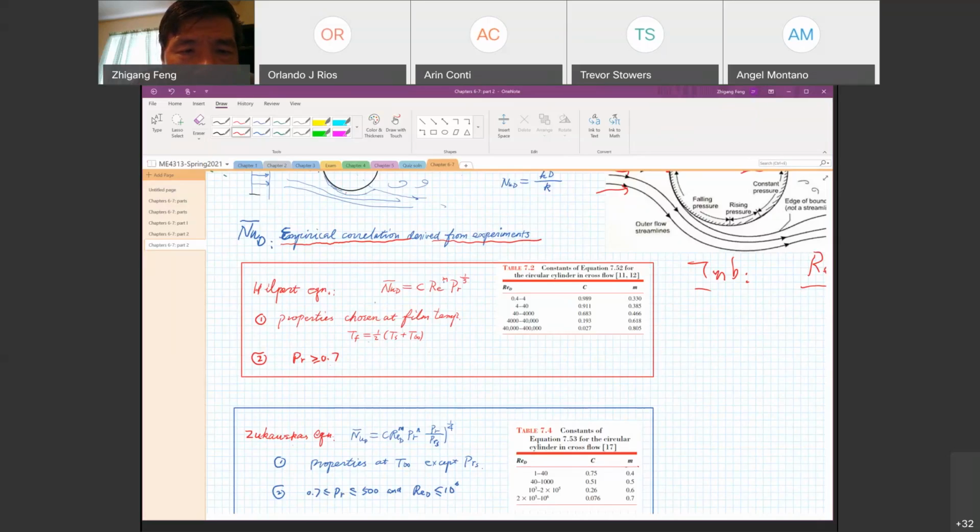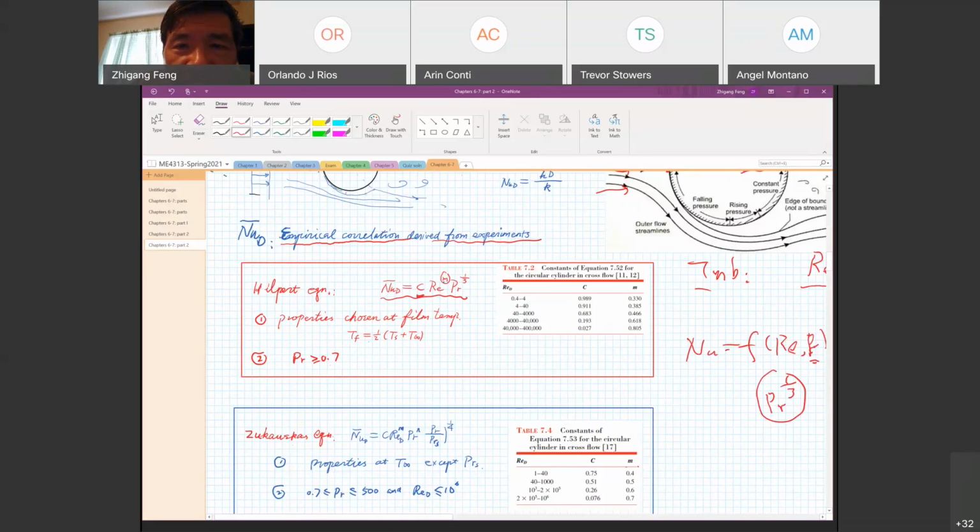This Hilpert correlation is very simple. It has been around for 80 years, I believe, and it's still used quite often, so it's still a very good correlation. If you look at this correlation, there are two constants: one is the big C, the other is the little m. And the Prandtl number exponent is 1/3, and that's a typical case. We know the Nusselt number is a function of the Reynolds number and the Prandtl number, and in most correlations the Prandtl number will always come up with an exponent of 1/3.